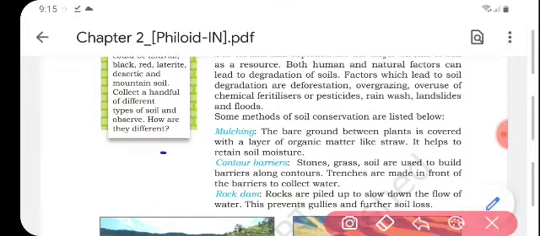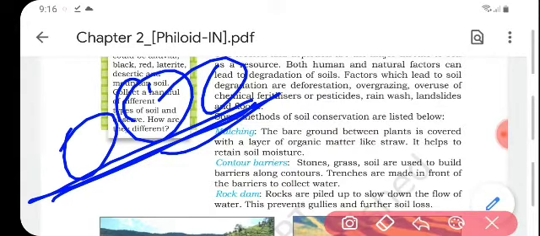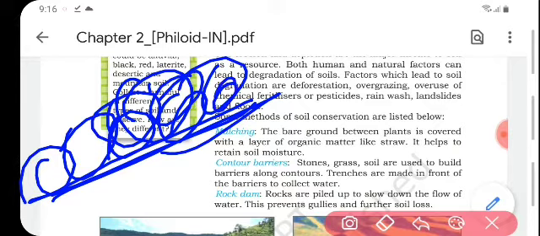Mulching is the activity where, suppose this is a ground space, or a land surface or soil portion. What happens is some straw is just put in here. Then the whole layer is covered with organic matter like straw.